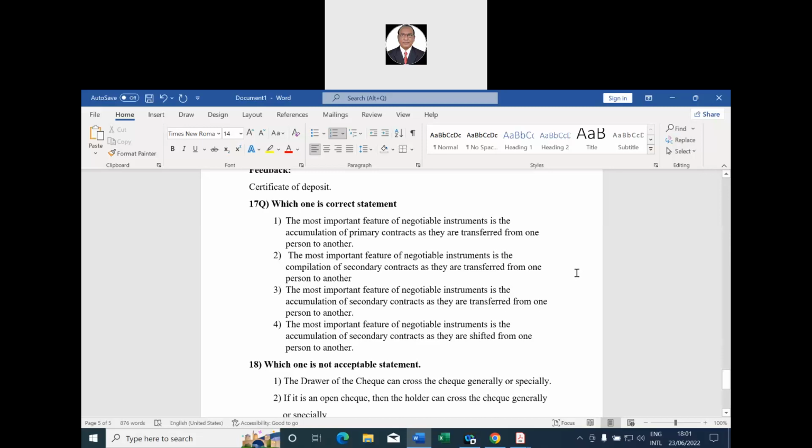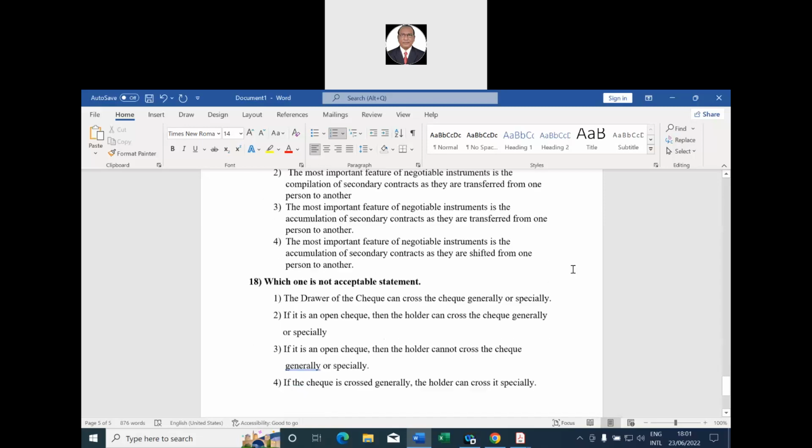So, which one is the correct statement among the 4? Only one is correct. All other 3 are wrong statements. Now you tell me which one. Option 3, sir. Option 3 is the correct statement. Number 1 is wrong. Number 2 is wrong. Number 4 is wrong. The third option is the exact statement. The most important feature of the negotiable instrument is the accumulation of the secondary contracts as they are transferred from one person to another person.